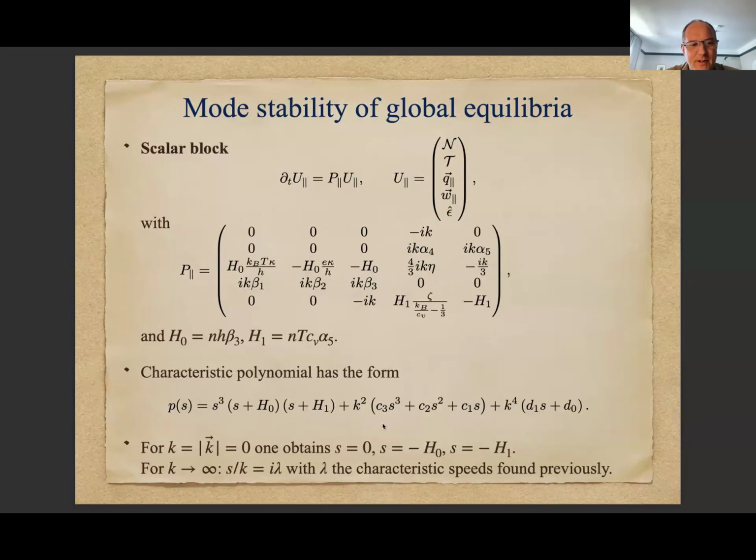So you see from this expression immediately that if k is 0, then the solutions are 0, and you have two negative solutions. So h0 and h1 are given by these expressions, which are positive. And if k goes to infinity, you can show that s over k converges to i times the characteristic speeds we found previously. So the system becomes purely oscillatory in this limit. Okay, this is because it is hyperbolic.